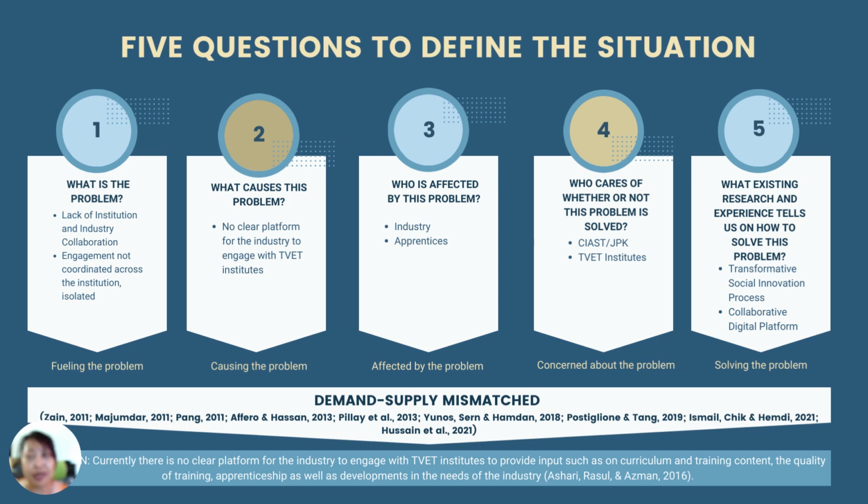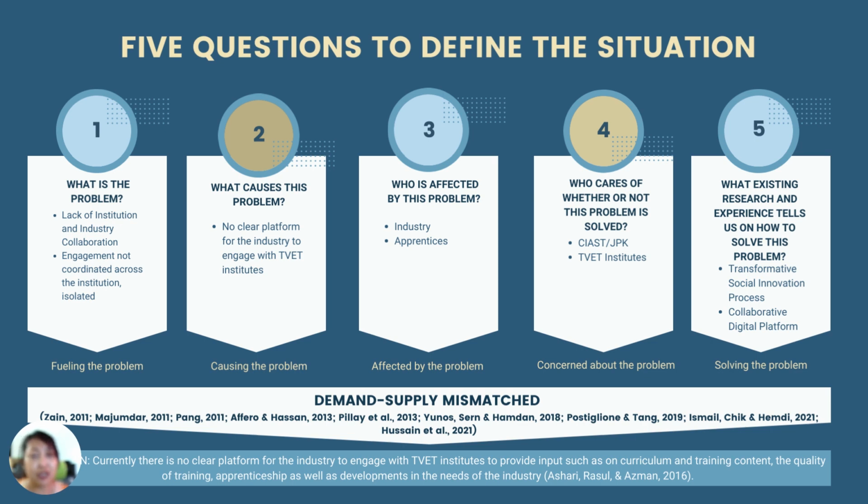The first step to creating a logic model is to define the situation a program is designed to solve. Five questions can help guide this process. What is the problem? What caused this problem? Who is affected by this problem? Who cares whether or not this problem is solved? What does existing research and experience tell us about how to solve these problems?